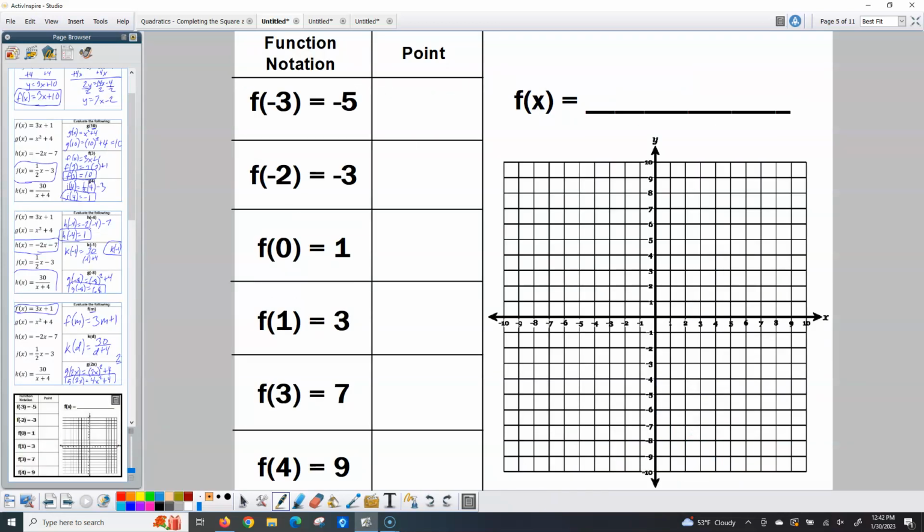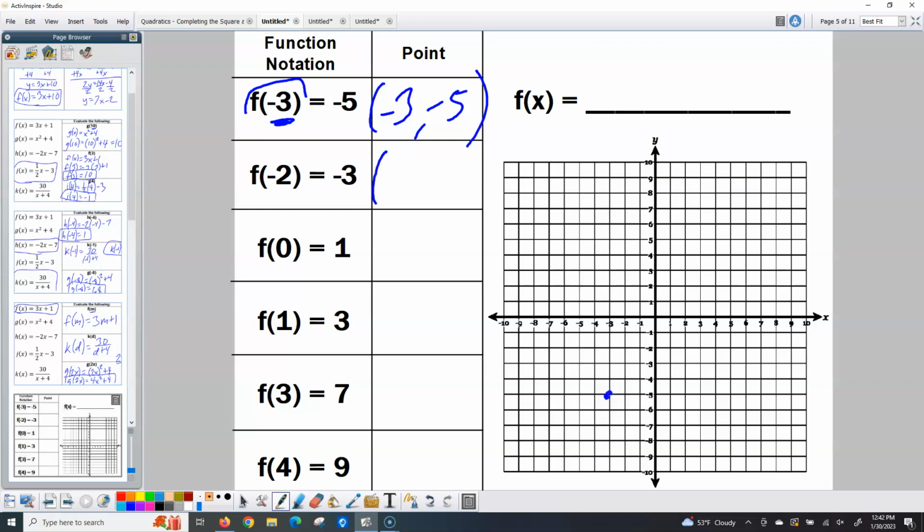Function notation. So just like we had said, normally there's an x right there. So f of x would give me a y value. So that's like saying y equals -5. So when x equals -3, or the point -3, y equals -5. So the point (-3, -5) would be on my graph right there.